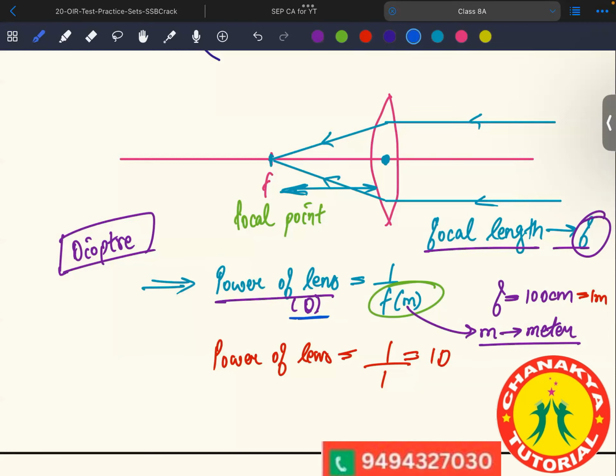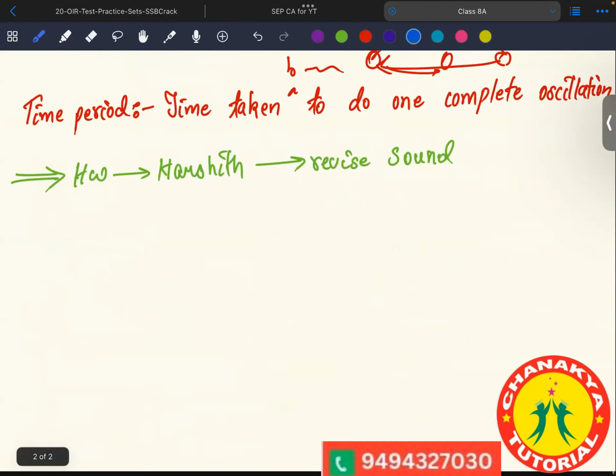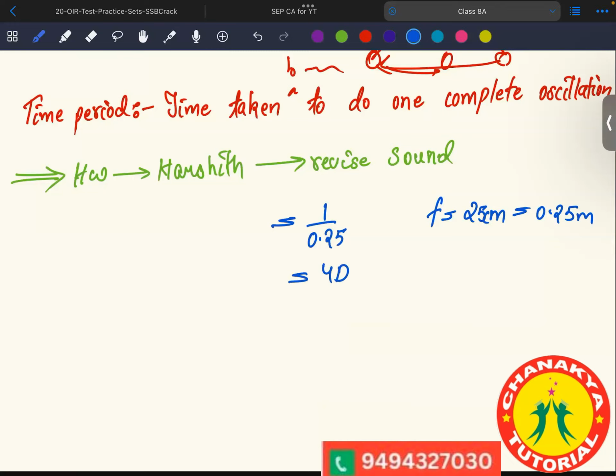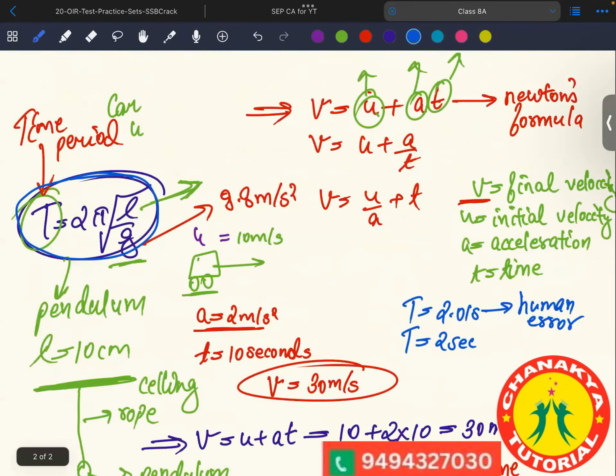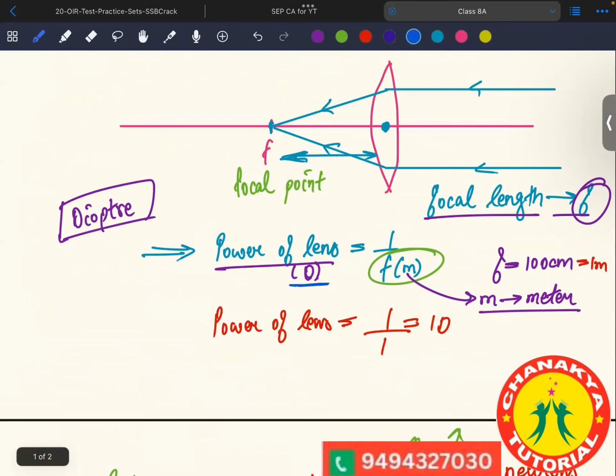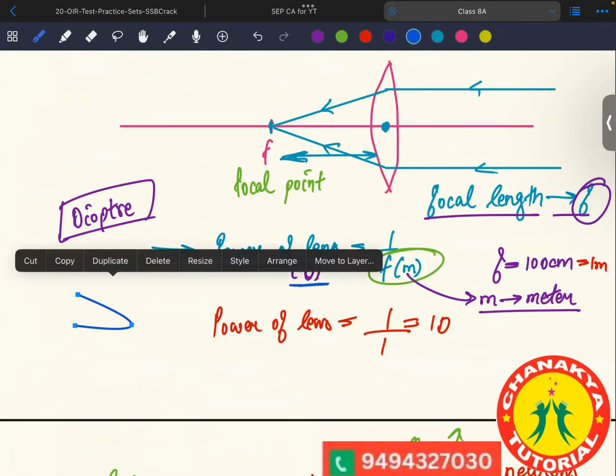Yes, the power of accommodation. So you use the formula 1 by 0.25. You know the least distance of distinct vision is 25 centimeters, right? Which can be written as 0.25 meter. And when you use this formula, what do you get? 4 diopter. Sir, how are you getting 4? By dividing. It's 1 by something, it's not 1/4.